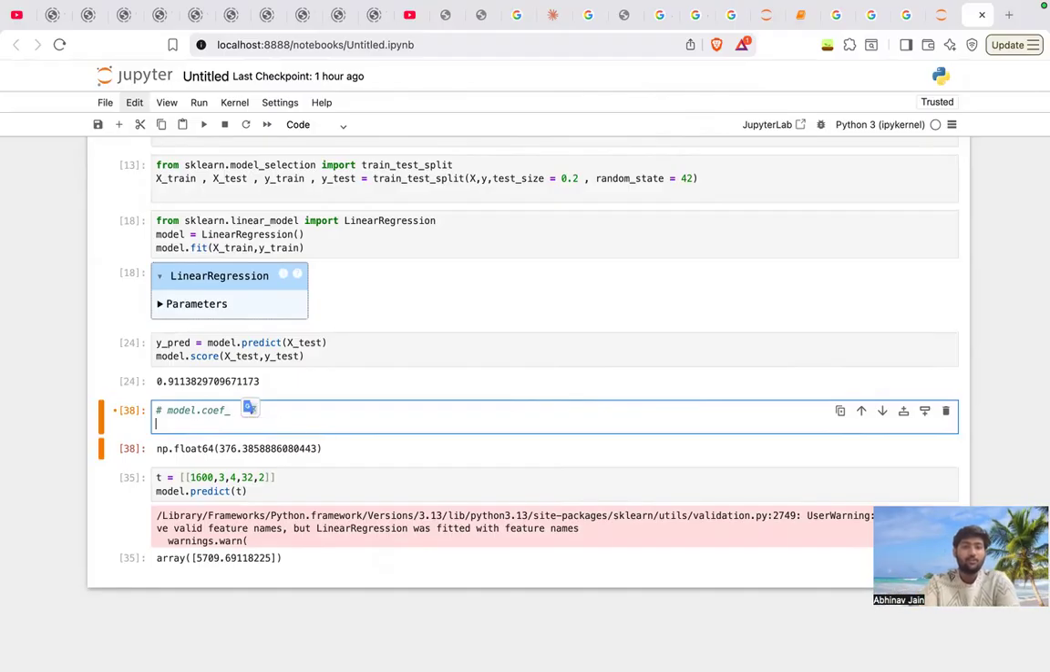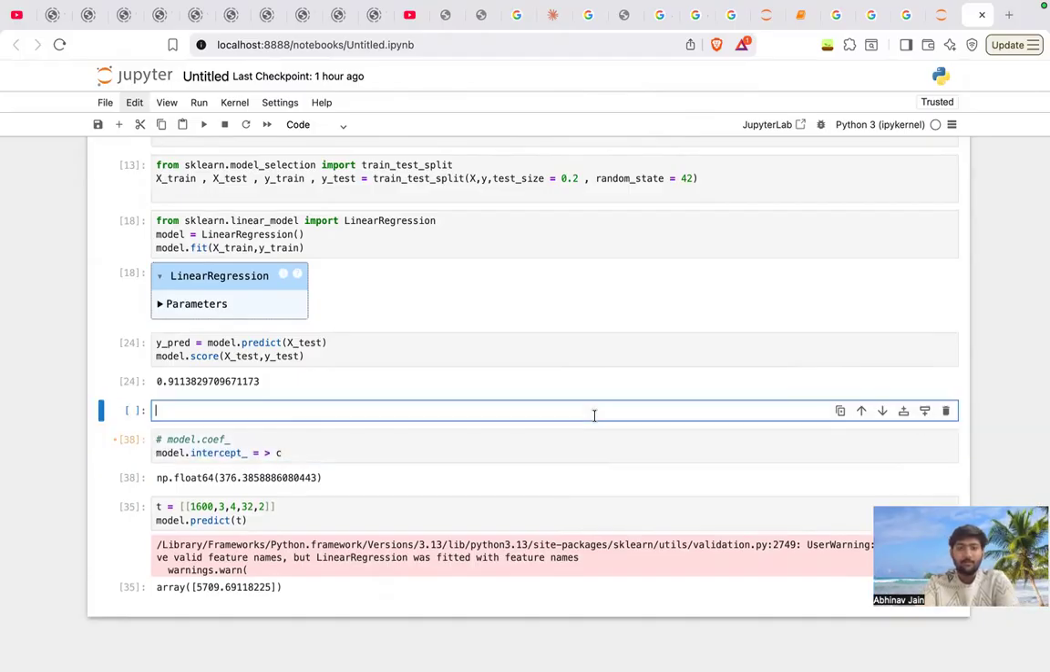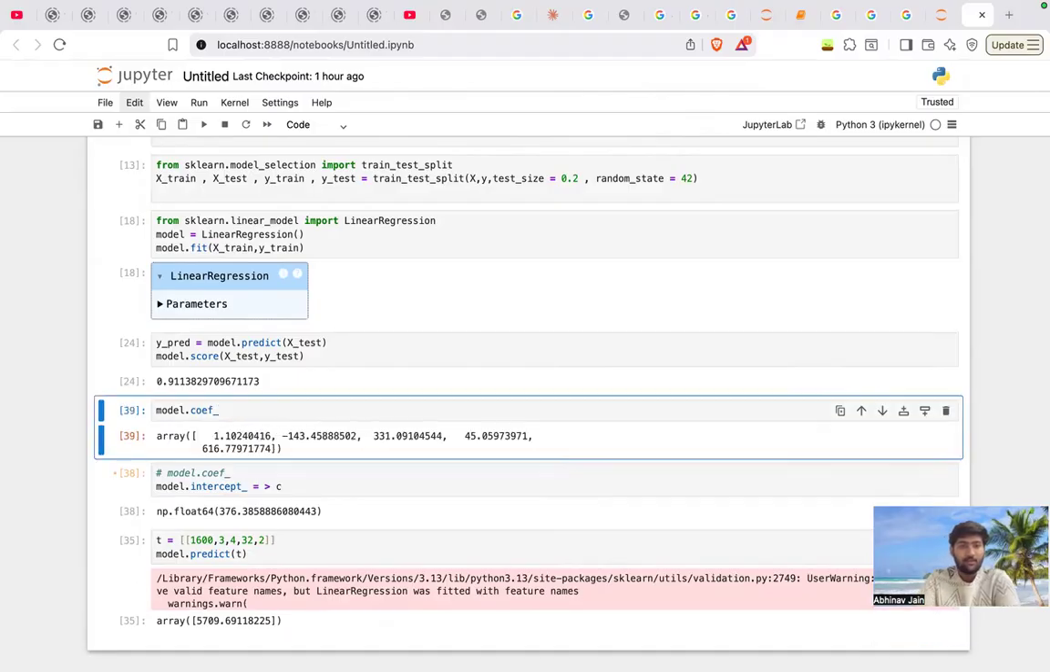And if you want all the coefficient values, then you can do model.coef_, and you will get all the coefficients for this model: 1, 2, 3, 4, 5 coefficients.